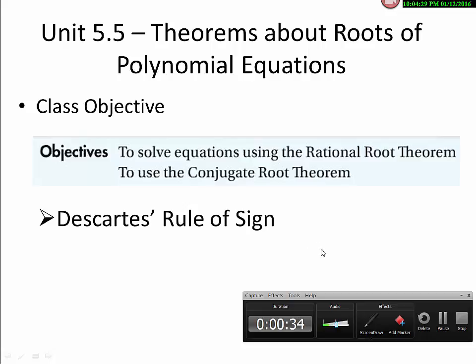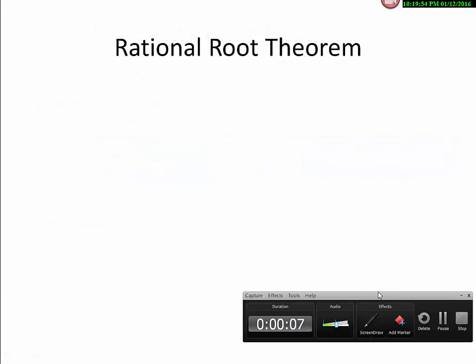In the last part of the unit, we're going to learn Descartes' rule of signs, which is going to help us to sketch the graph of polynomial functions. Let's start with the rational root theorem.